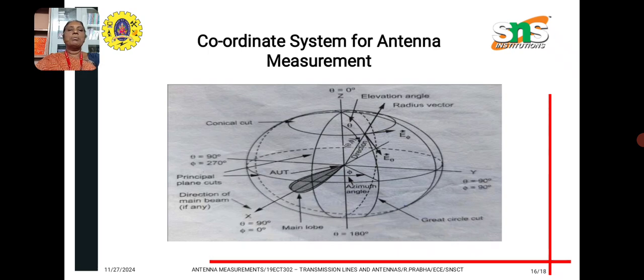And this diagram represents the coordinate system for antenna measurement. The antenna under test is kept at the origin, and the spherical coordinate system is chosen for any antenna measurement or any antenna analysis. Because the radiation from the antenna is considered as a sphere, a spherical coordinate system is used, and there are three coordinates, r, theta, phi. R is the distance, theta is the polar angle, and phi is the azimuth angle.